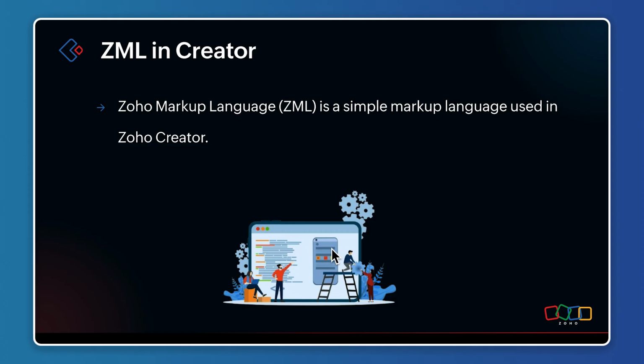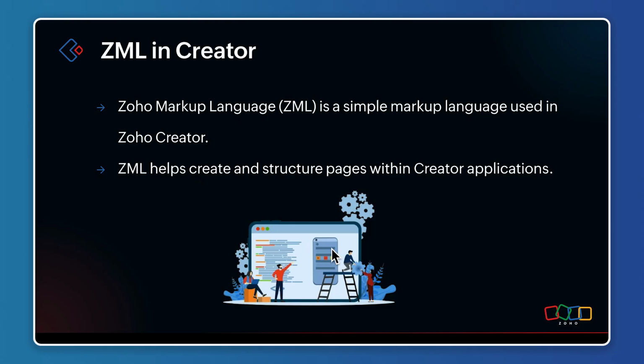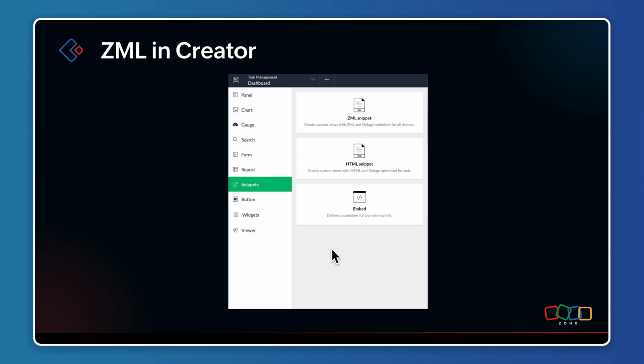Right? So with the help of ZML, you will be able to create and structure pages within your Creator application. Whenever you would like to create any custom elements inside your dashboard, you can use the ZML script to create one, right? And where you can use ZML and how you can use ZML. So once you create a blank dashboard, you will be landing in the page builder, right?